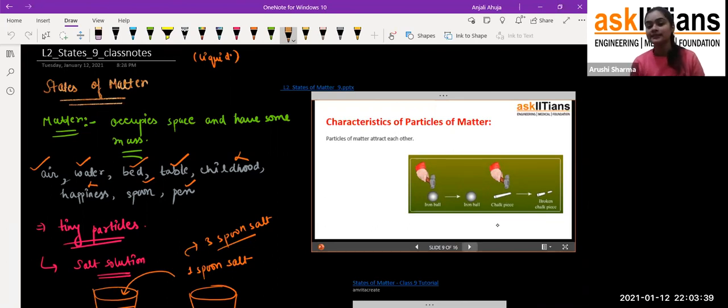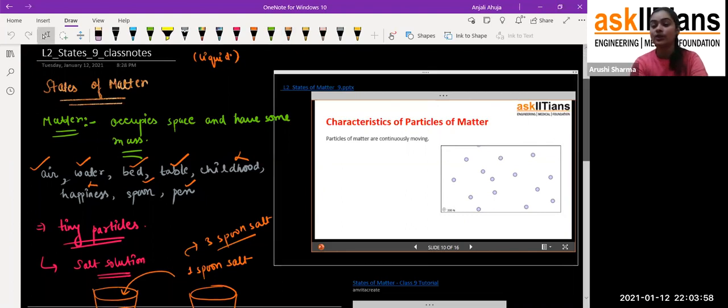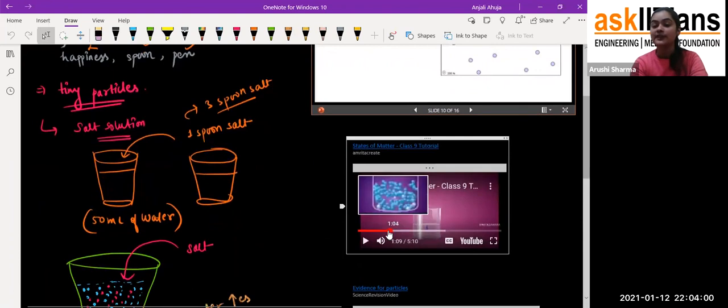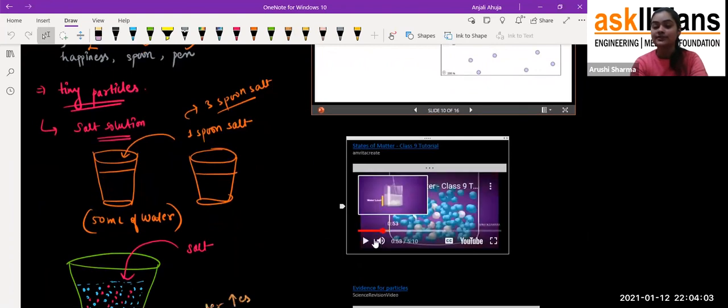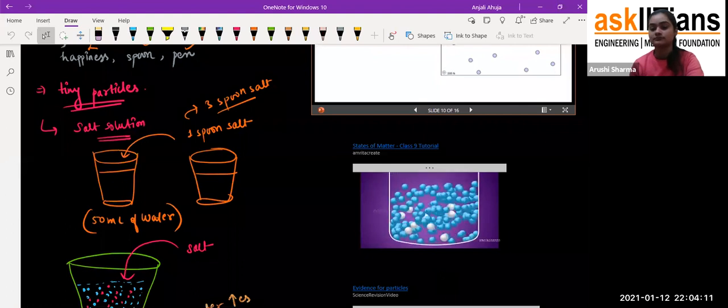Now the next characteristic of particles of matter is that the particles of matter are continuously moving. Exactly, students, if they are not moving, how could it be possible? If the particles remain at their position and do not move, how could it be possible? For example, in this video, what we have seen is that the particles are always moving. At this point, you can see, I'll show you. Particles of salt get into the space between the particles of water. Also, you will observe that there is no change in the water level. Thus, we have found that particles have space between them. You will also see that the particles continuously move.